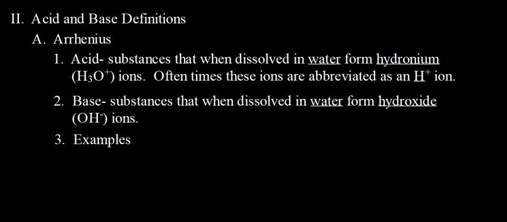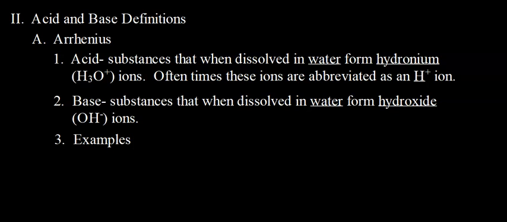There are several definitions of acids and bases, three to be exact. First one, I think the spelling is wrong in your notes. It's called the Arrhenius definition. An Arrhenius acid is a substance that, when dissolved in water, forms hydronium ions, or H3O+ ions.